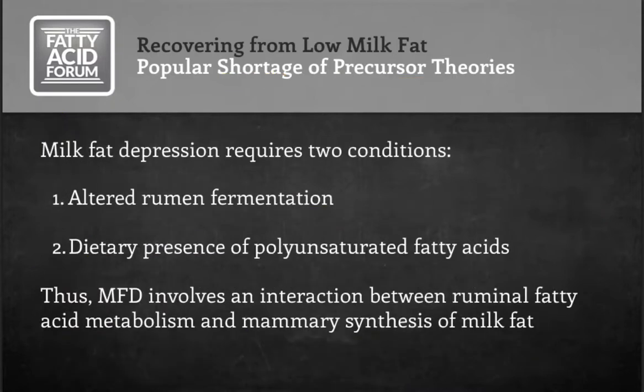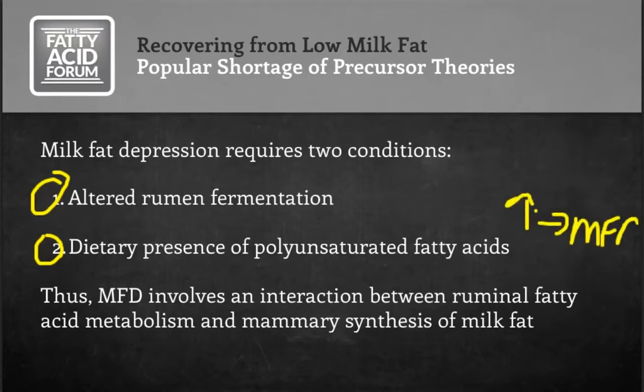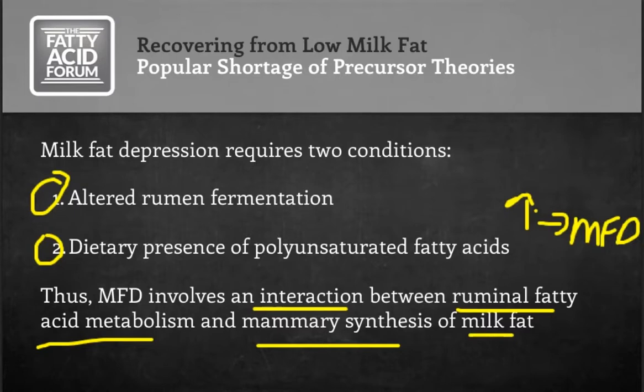Well, the central observations on milk fat depression is that you have altered rumen fermentation and the presence of polyunsaturated fatty acids. And the more you increase polyunsaturated fatty acids, the more you will observe milk fat depression. So there's really a key play between the fermentation that's occurring and the level and type of fat in the diet. We thus say that milk fat depression involves an interaction between ruminal fatty acid metabolism and mammary synthesis of milk fat. So something that's occurring in the rumen is then changing how the mammary gland is functioning.